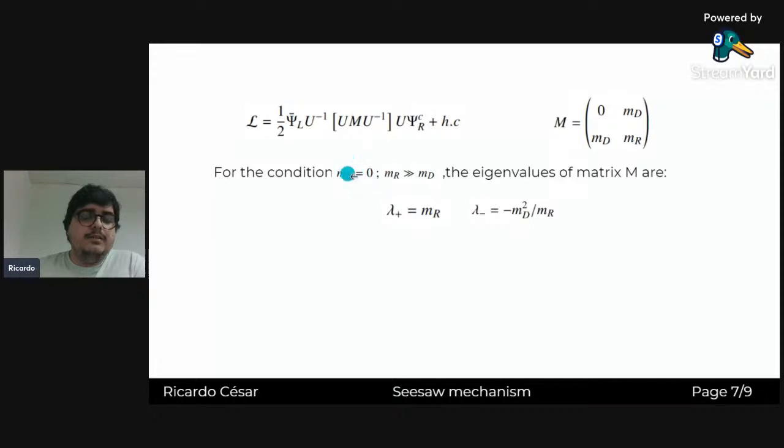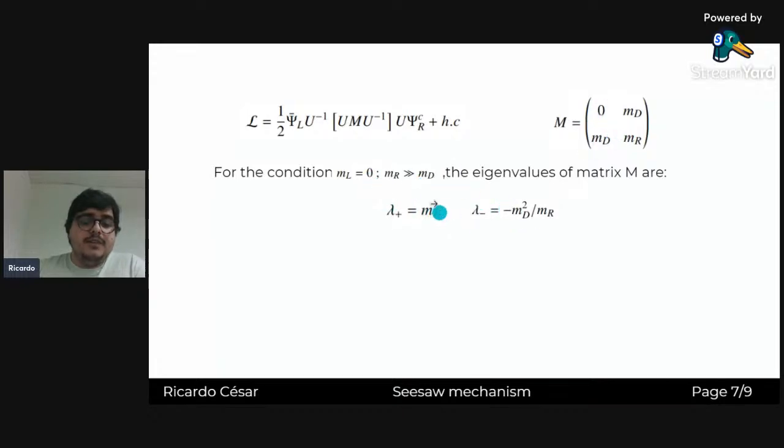The ML mass is going to be 0. So here it's going to be 0. And the right-handed mass is much greater than the Dirac mass. This is a condition. You can choose other conditions, but it's not going to give you the seesaw mechanism. Okay? The eigenvalues of this matrix, using this condition, are given by this.